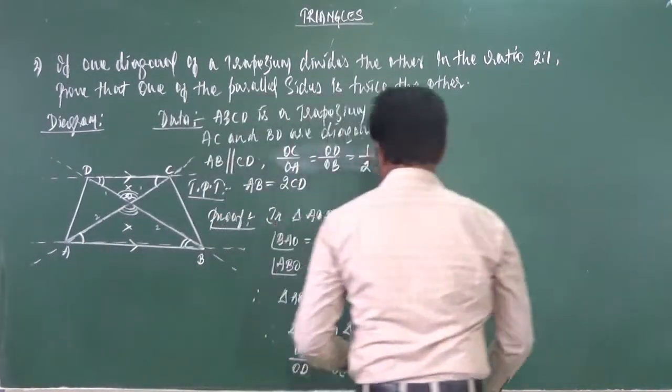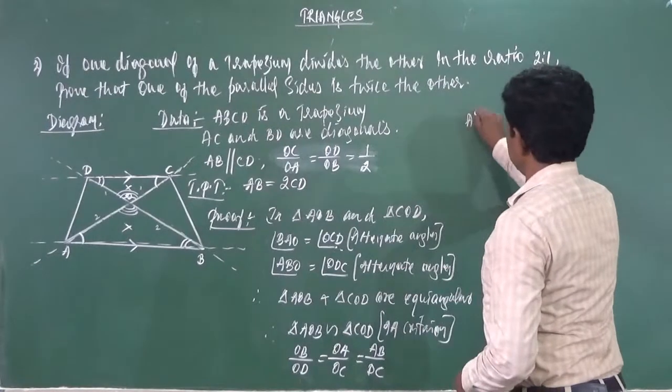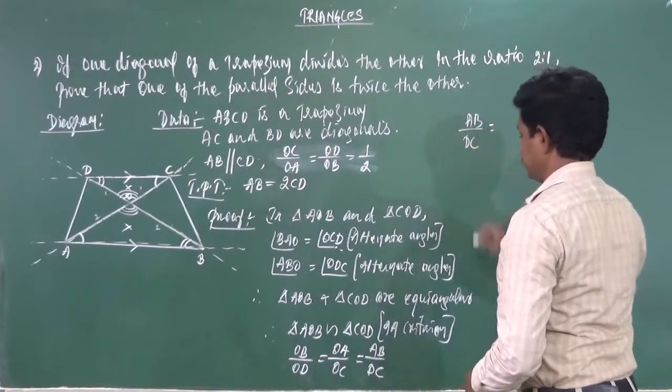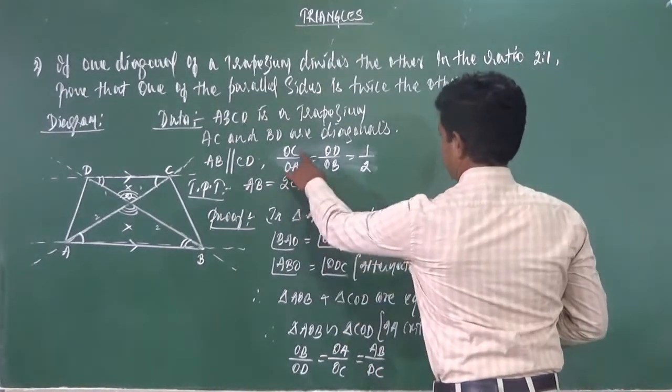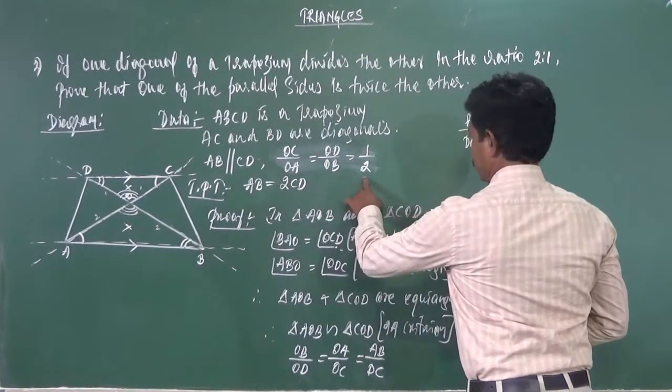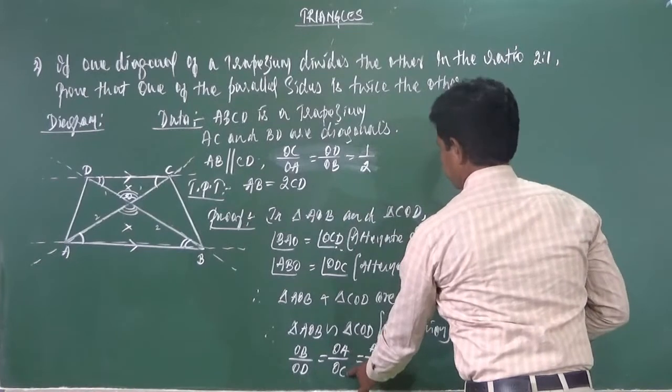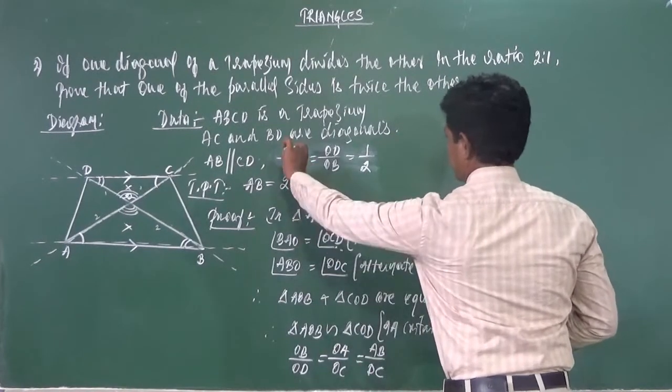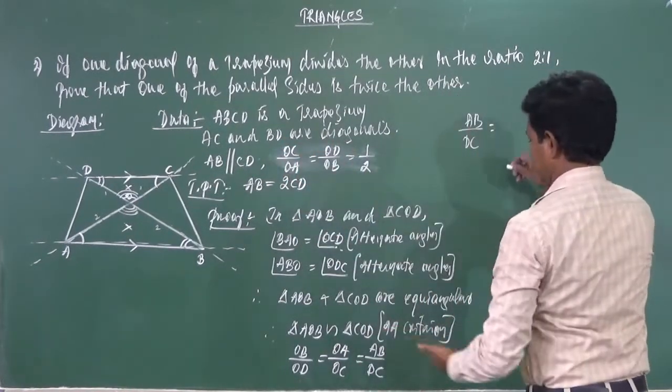Right. So now AB by DC is equal to, here we can see OA by OC is equal to OD by OB is equal to 1 by 2. So here we have OA by OC, we have OC by OA. Let us take the reverse of that, it can be taken.